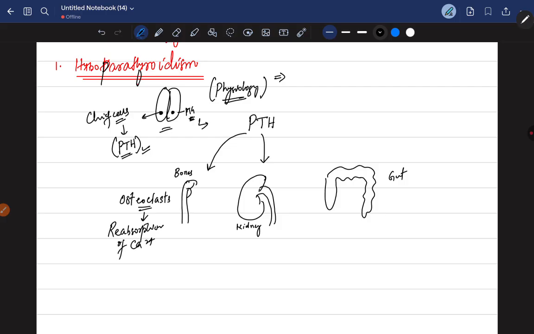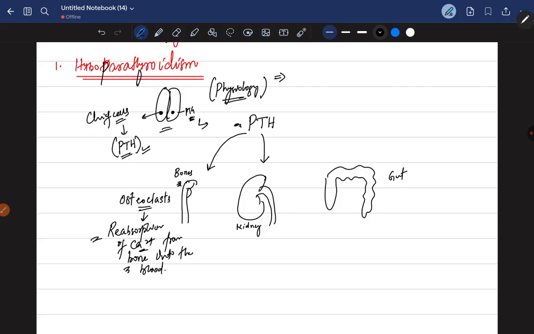What do they do? Reabsorption of calcium from bone into the blood. When parathormone acts on the osteoclasts of the bone, these osteoclasts cause the reabsorption of calcium from bone into the blood. This is the normal.